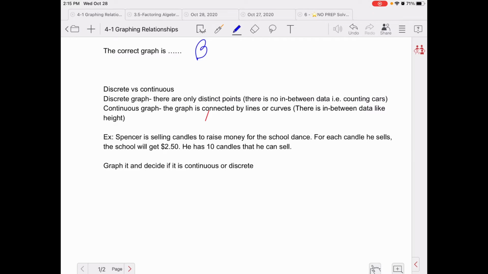Continuous data is data that has the in-between, or it's connected by lines or curves. Like if we're talking about height, you can be 5.62 inches tall, right? Or you can have degrees, right? It can be 63.5 degrees, okay? So if we can't get that in-between data, it's discrete. If we can, it's continuous.